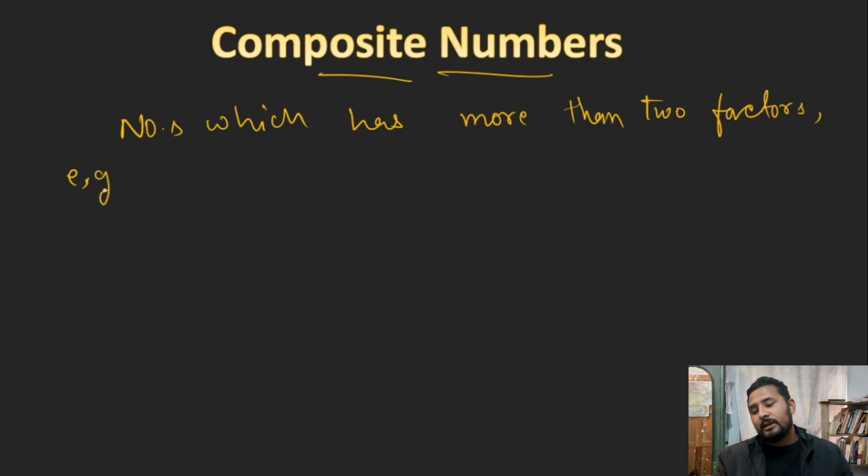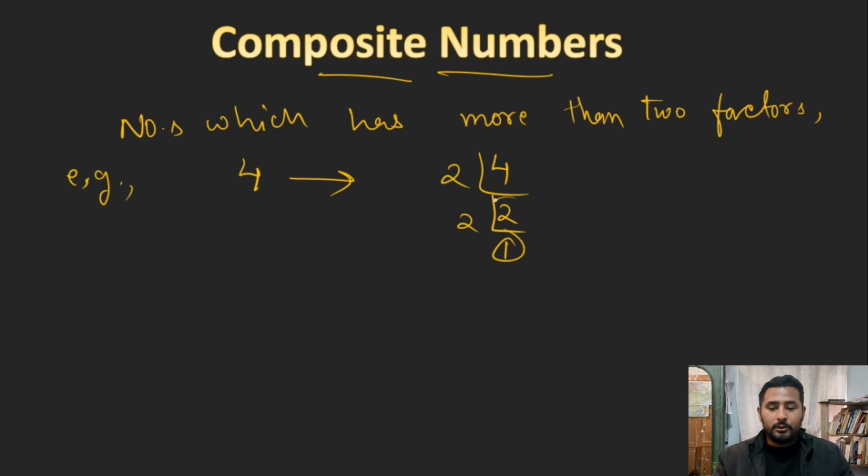So more than 2 factors means it can be 3, 4, 5, 6, any. Okay, for example, let us see one number, that is 4. When you start factorizing 4, you'll get 2 2s are 4, 2 1 is 2. Can you see here? 1, 2, 3. 3 factors. We need more than 2 factors to become a composite number, right? So this 4 will be a composite number.